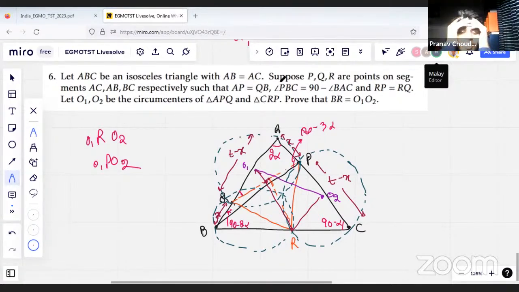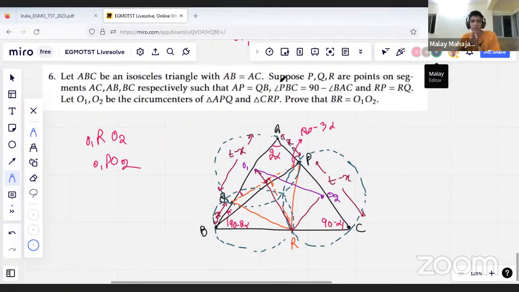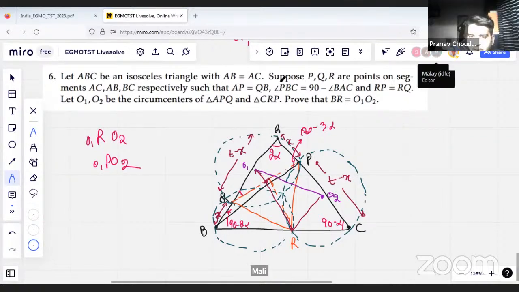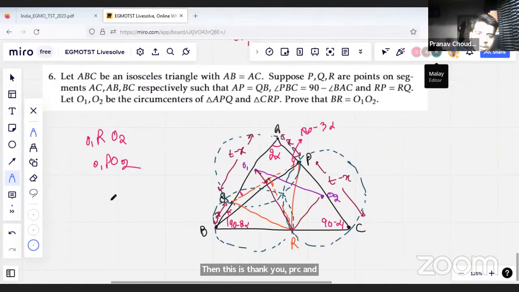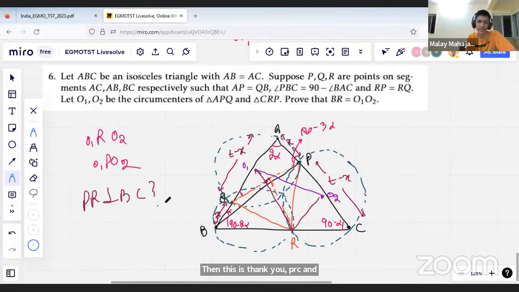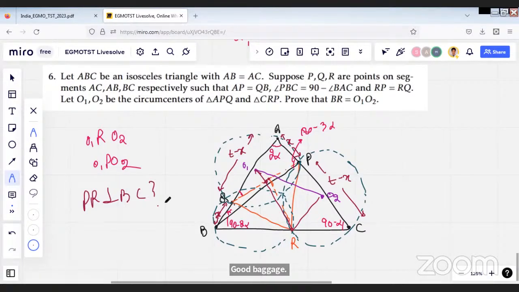Why does this feel like some charade problem this year? PR perpendicular to BC, or like height from P? To BC. Yeah. Then this is your PRC. Wait, is PR perpendicular to BC? Are you saying or asking? Is there a chance? But then A, P, R must be collinear.